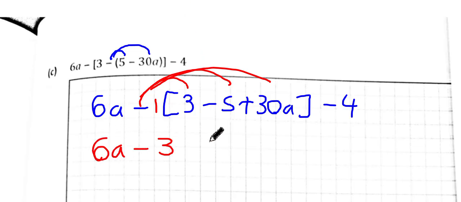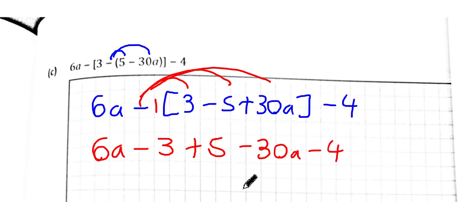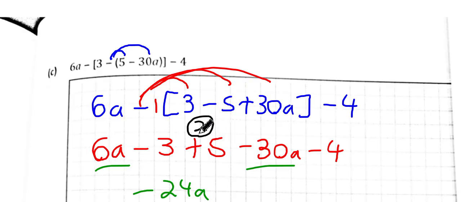6a, take away 3, plus 5, minus 30a, minus 4. 6 apples minus 30 apples, minus 24 apples. You owe your friend 3, but you have a fiver in your pocket. Means you've got €2 in your pocket, but you owe your other mate €4. So that'll be -2.